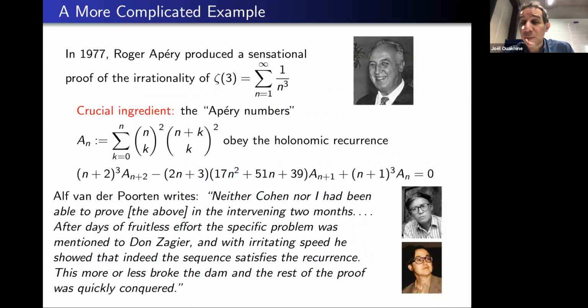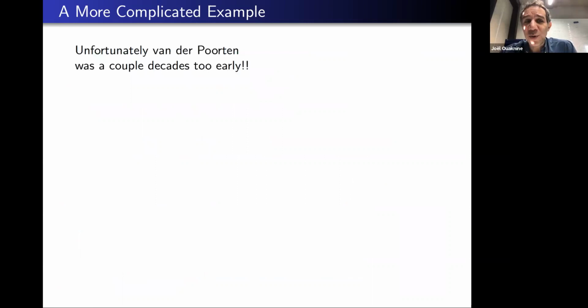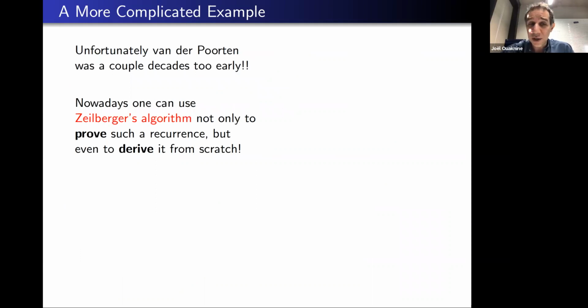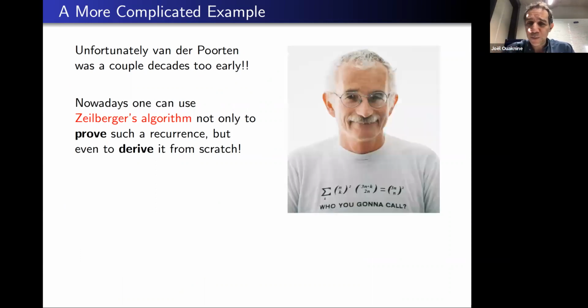It's interesting that it stumped 2 very strong number theorists for 2 months. Now, poor van der Poorten was unfortunately a couple decades too early, because if he'd come a little bit later, instead of using Zagier, he could have used Zeilberger, and in particular Zeilberger's algorithm, not only to prove that the recurrence holds, but in fact to derive it from scratch. So here's a picture of Doron Zeilberger with a fitting T-shirt.